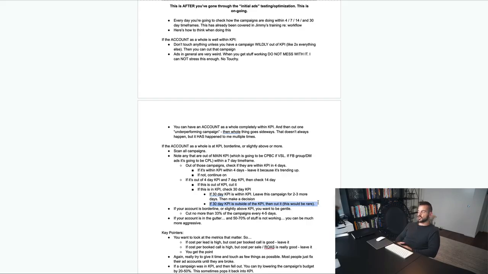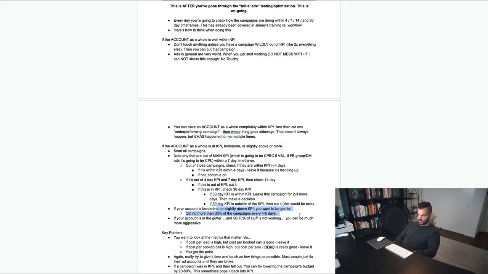Just keep in mind, we don't want to overcut, right? We don't want to mess with things constantly too much. Meta likes it, Facebook, whatever, when we just chill and let stuff run. Ideally, that's the name of the game. So if your account's borderline or slightly above KPI, just be gentle, okay? We generally never want to cut more than 33% of the total campaigns in the account every 4 to 5 days, okay?